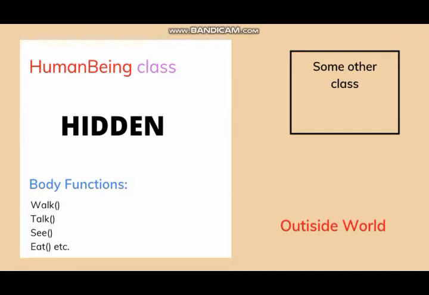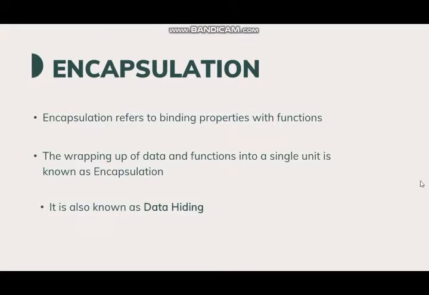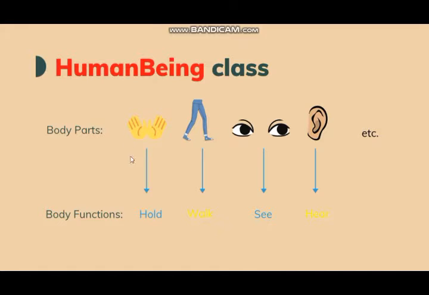That's abstraction. Next is encapsulation. Encapsulation refers to binding properties with functions. The wrapping up of data and functions into a single unit is known as encapsulation. It is also known as data hiding. So this is an example of binding of properties. Hand is for hold, legs are for walk, and so on.